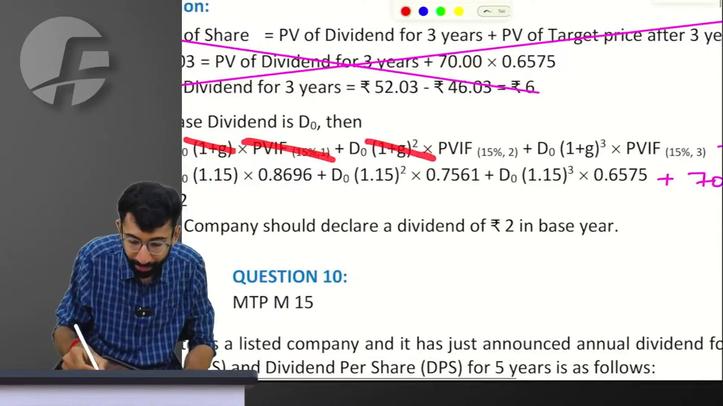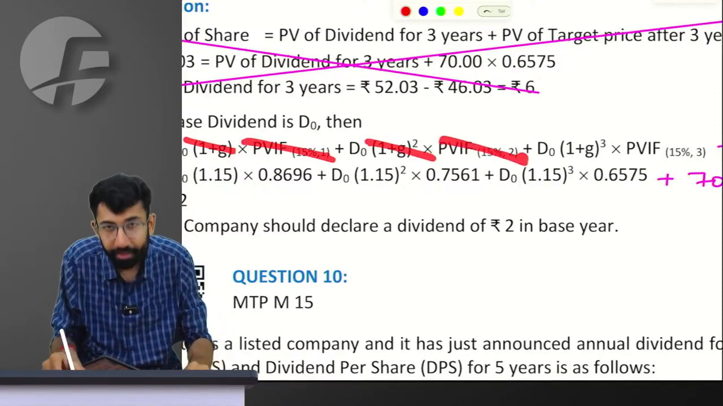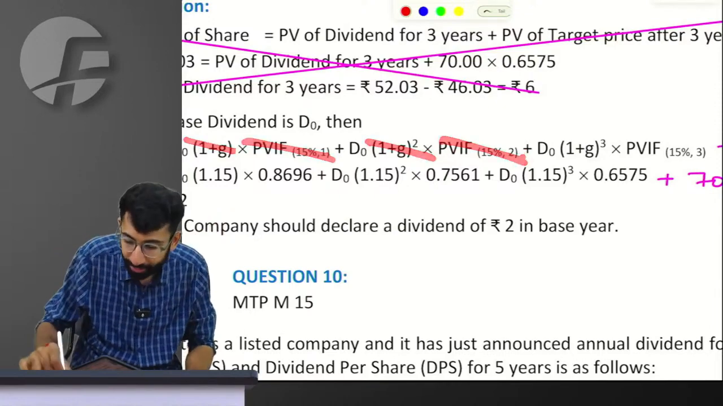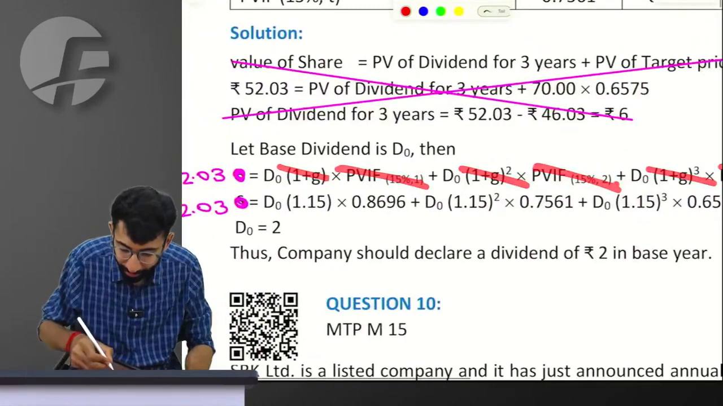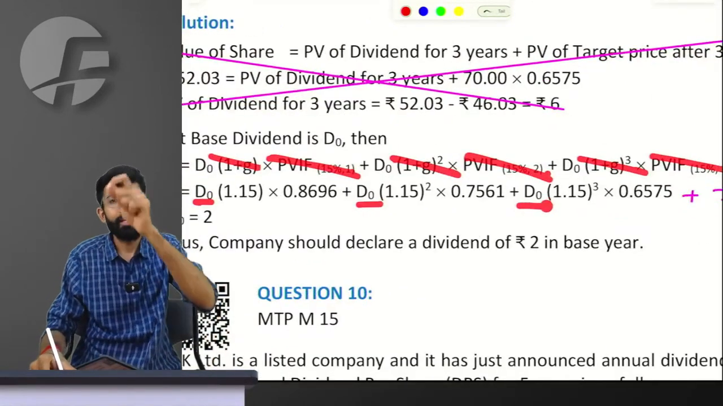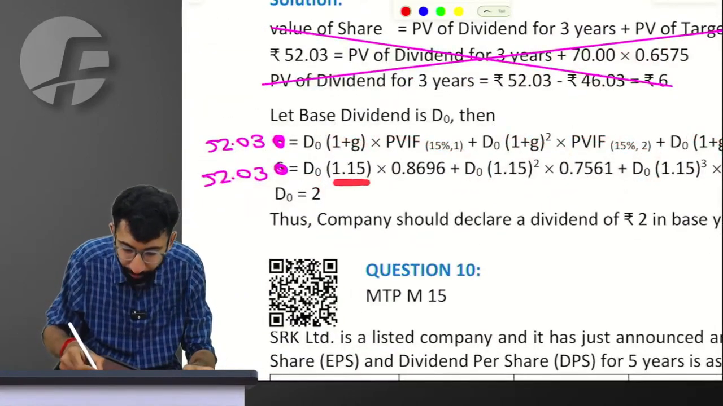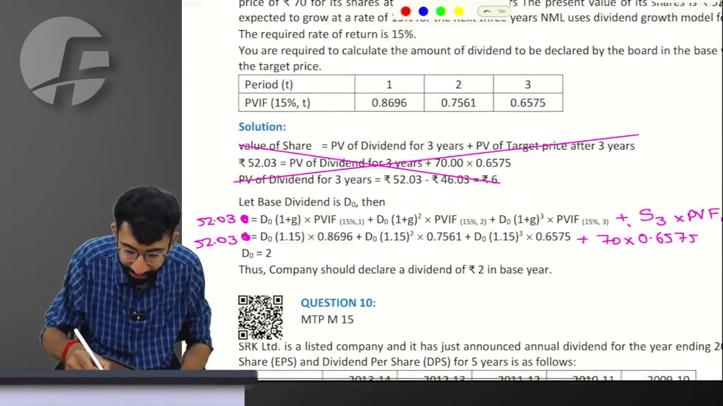If I compound my D0 for 2 years by 15% and discount it back again by 15% for 2 years, which means the effect is nullified, and even here the effect is nullified. So if you realize the net of this will be D0 plus D0 plus D0, you can check it mathematically, numerically as well. See this. 1.15 multiplied by, what is the present value factor given to you? 0.8696.